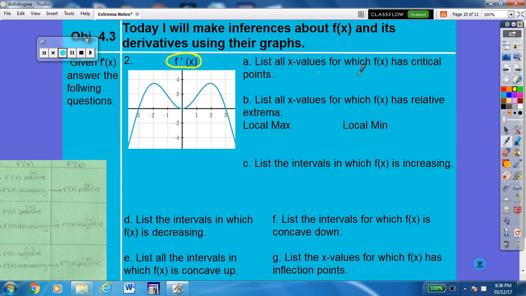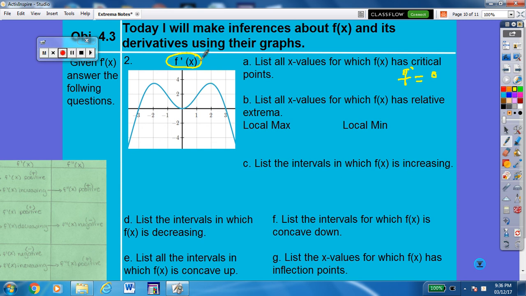List all x values for which f of x has critical points. Well, everything is still true. If f has a critical point, then that means the first derivative would have been 0 or undefined. 0 or undefined. Sorry about that. So in the previous graph, when you were looking for critical points, you were kind of looking for these turning points where you would get a horizontal tangent line.